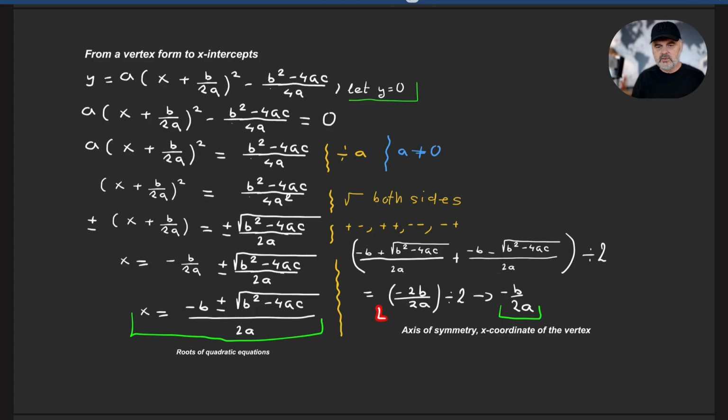When you add those two big statements, the square root of b squared minus 4ac cancels out, because one is negative and the other is positive, so that's 0. You end up with negative 2b over 2a, divided by 2, which simplifies to negative b over 2a. So now you see why the x-intercepts added together generate the location of the axis of symmetry, and this is the x coordinate of the vertex for that parabola.